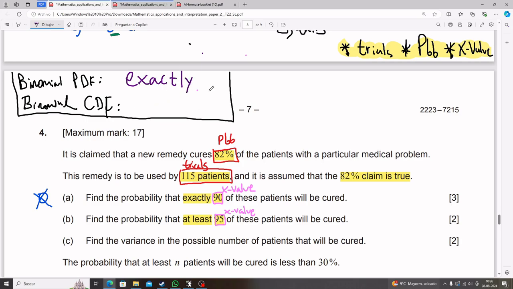Well, binomial CDF, it's going to be sort of like, I want to say not exactly, but maybe that's not too friendly. So if PDF is an exact amount, then CDF, we can consider it like a range of values. All right, that's a lot better. So binomial PDF is for an exact value, while CDF is for a range of values.